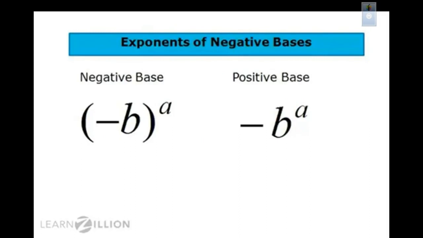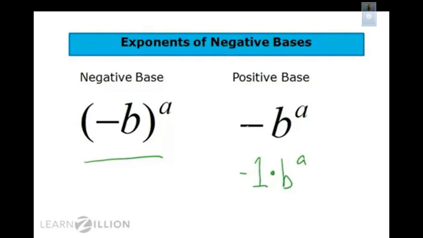First, we need to be able to recognize when we are given a negative base. To truly have a negative base, you must have the negative sign inside parentheses with your base, such as we have here on the left. If you see a negative sign to the left of the base, but your base is not in parentheses, your base actually is a positive base. The negative sign indicates that after we have applied the exponent, we are to multiply our result times negative 1.